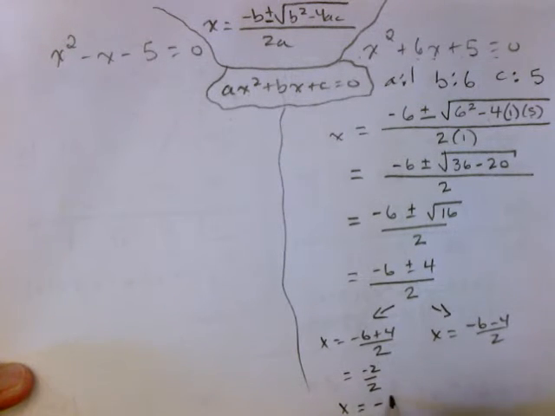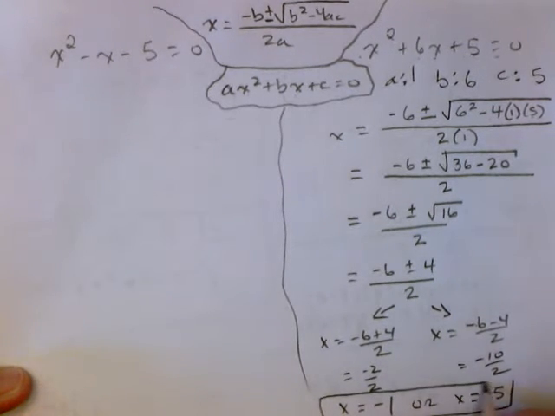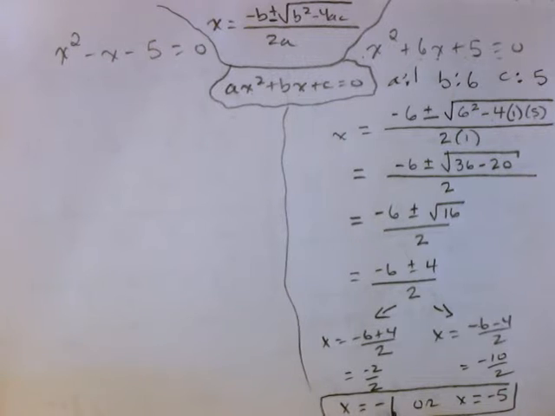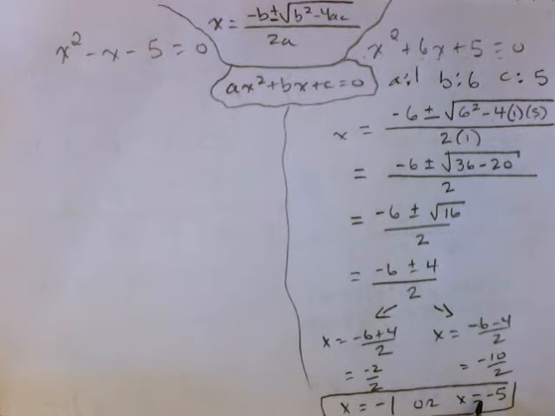So x equals negative 1. Or negative 6 minus 4 equals negative 10 over 2. X equals negative 5. So I want to point out a couple things here. We ended up with integer solutions.